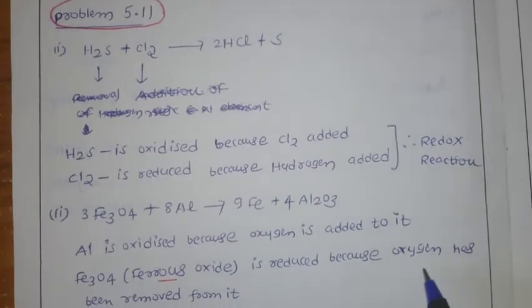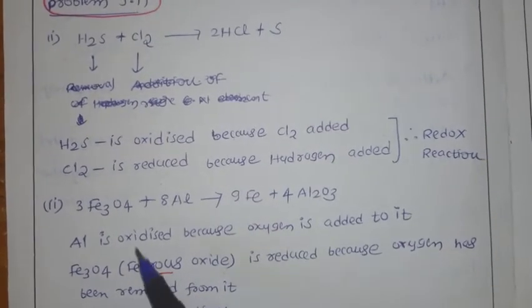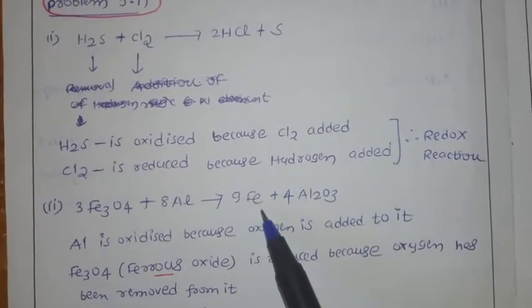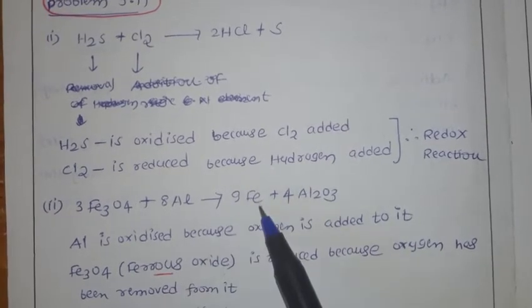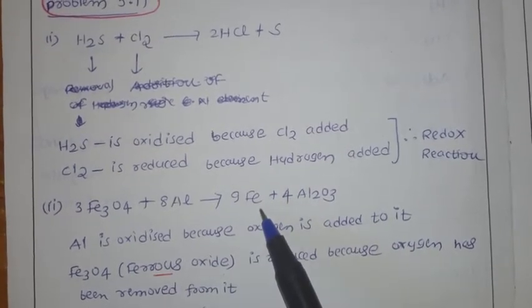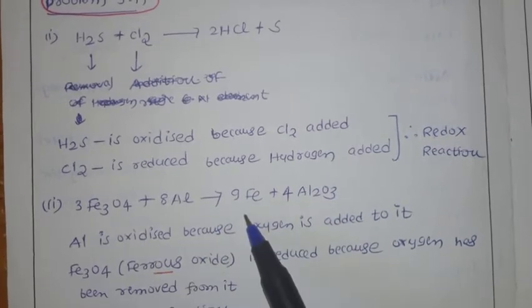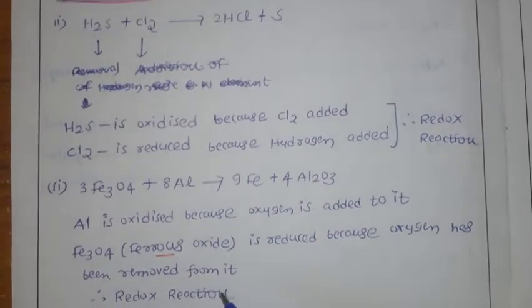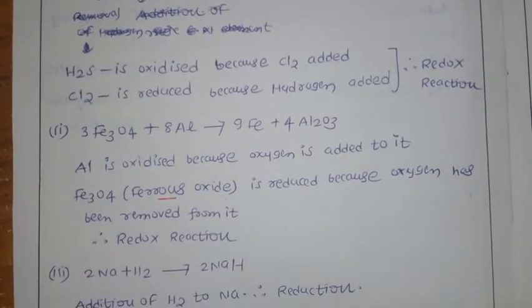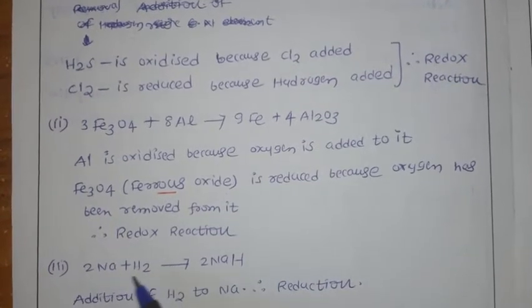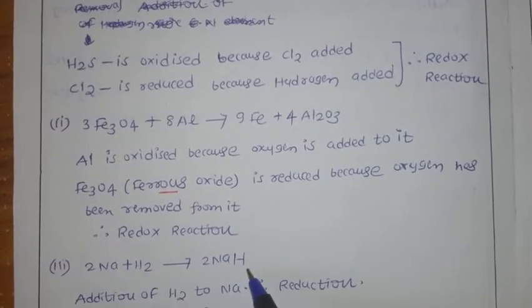Next, Fe3O4, the iron oxide, is what? Reduced, because oxygen has been removed from it. Now if you see, Fe3O4 is converted into what? Iron. So from this, oxygen is removed. So it is called as what? Reduction. So in a reaction we have both oxidation and reduction. It is an example for what? Redox reactions.